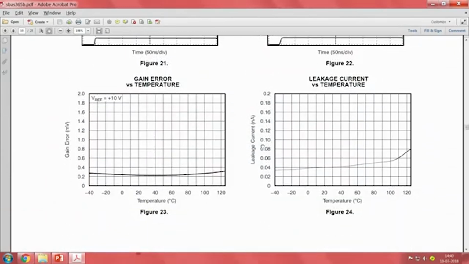What is the gain error? Ideally, the gain should not differ across temperature, so that you get the same operation at different temperatures. So, they have characterized it with respect to temperature. You need to know these things. These are technical documentation perspectives actually.